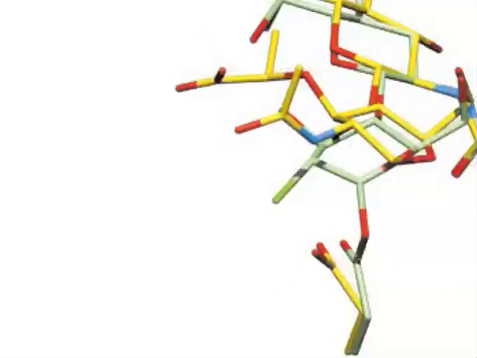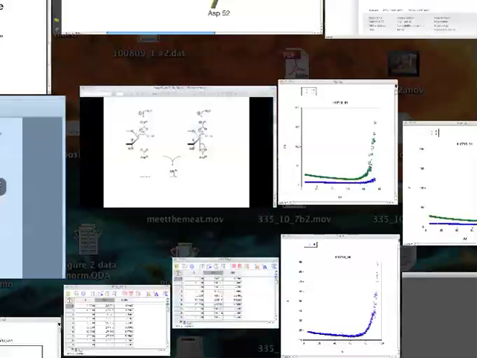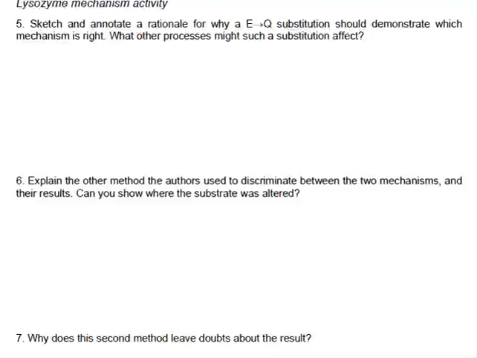But here, in the case where we've mutated that glutamic acid to a glutamine, we see a covalent linkage between the aspartic acid 52 and the substrate. There's that fluorine, but now I'm jumping ahead of the game. So let's go back to our questions. Let me just remind myself what I'm supposed to be answering here.